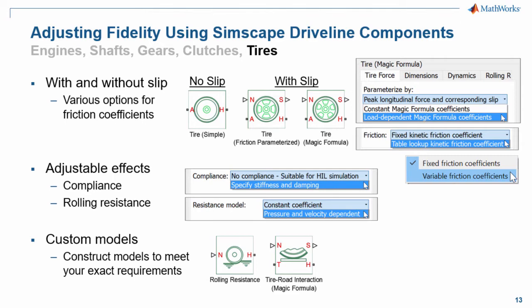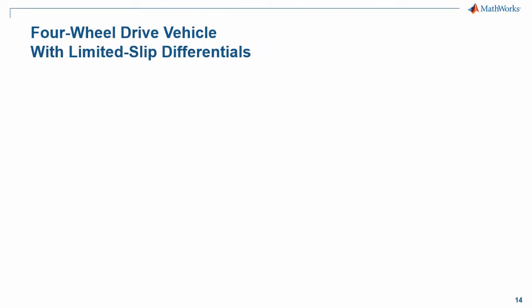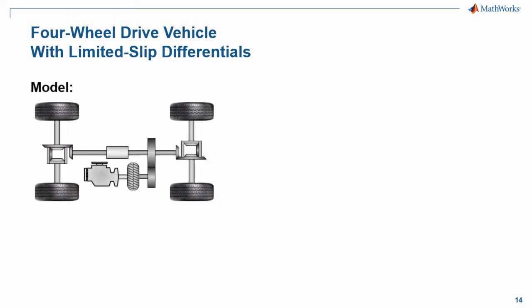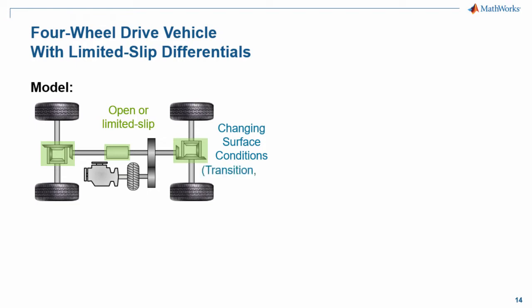needs of your simulation. In this demonstration, we're going to see how we can model a four-wheel drive vehicle with limited slip differentials using Simscape Driveline. We have a model of a four-wheel drive vehicle. We would like to evaluate the performance of the drivetrain with different types of differentials. In order to test this system, we'll need to vary the surface conditions at each wheel. We will run a transition test where the vehicle starts on ice, and then as it moves forward, it moves onto a high friction surface. In this scenario, the center differential will have the largest effect on the drivetrain behavior.